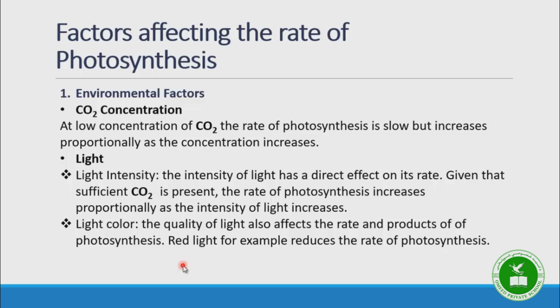The second one is the light color. The quality of light also affects the rate of photosynthesis. For example, red light reduces the rate of photosynthesis. If there is a lot of red light going to the chloroplast or the chlorophyll, it would reduce the rate of photosynthesis. But if red light is mixed with blue light, then it increases the rate of photosynthesis.